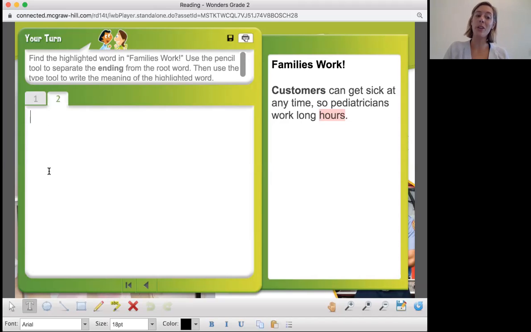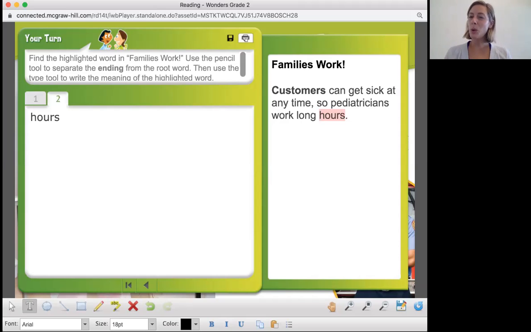Hours. This is the only thing I'm going to help you with. We're going to write the word hours. Now your job is to write down the root word and separate the root word from the inflectional ending. Then you're going to write down what that inflectional ending does to that word. What does it now make that word? I want you to write that down and finish that on your own. So pause the video and do that.